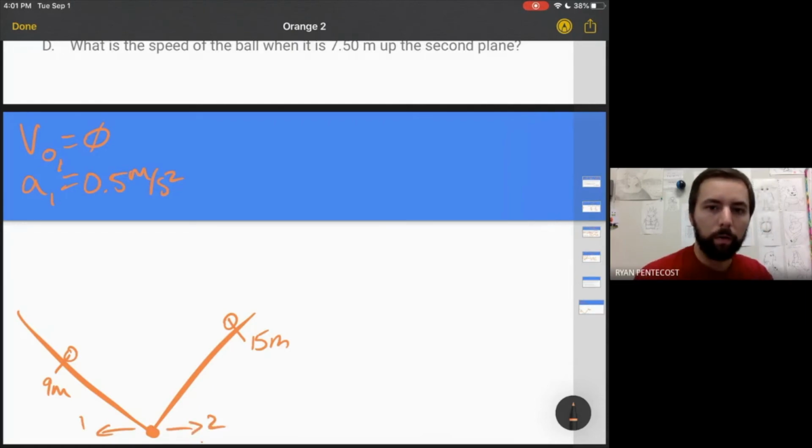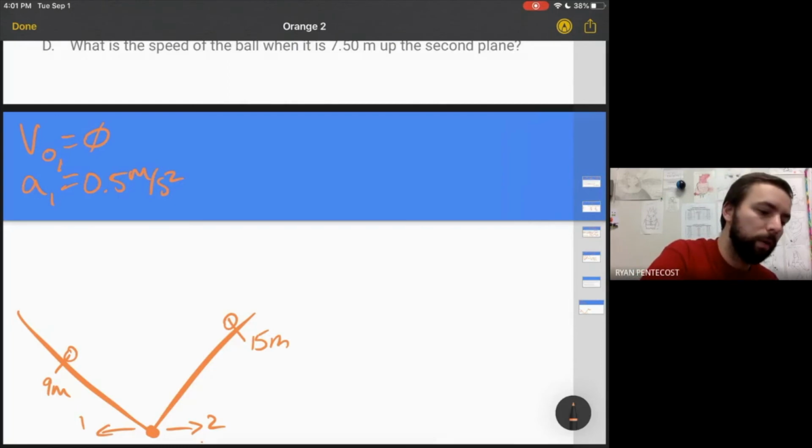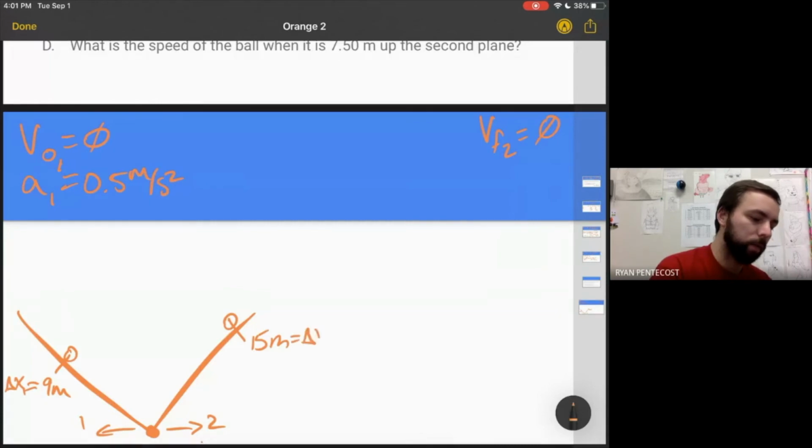All right, now when it reaches the bottom, the ball rolls up another plane where after moving 15 meters, it comes to rest. So all we know on this side, VF2 would be 0 because it comes to rest. We also know the delta x's on each side. Delta x1, and here we have delta x2.